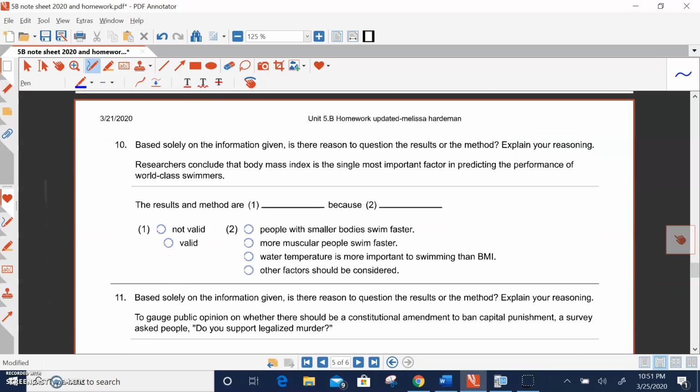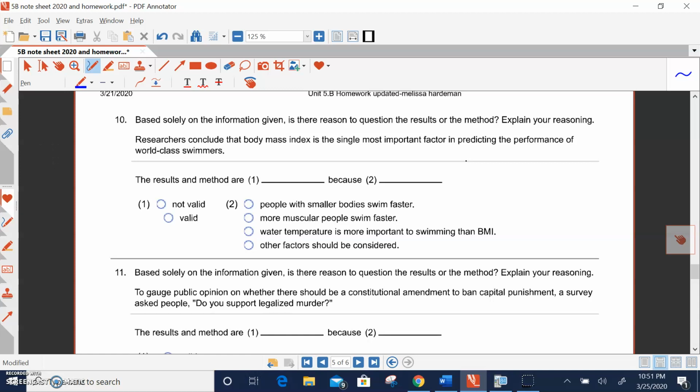All right, number 10, pause it, read it, work it. So, what do you think about this one? Researchers conclude that body mass index is the single most important factor in predicting the performance of world-class swimmers. Actually, I don't think we should base performance on one single attribute, in this case, body mass. I don't think it's valid. I think other factors should be considered.